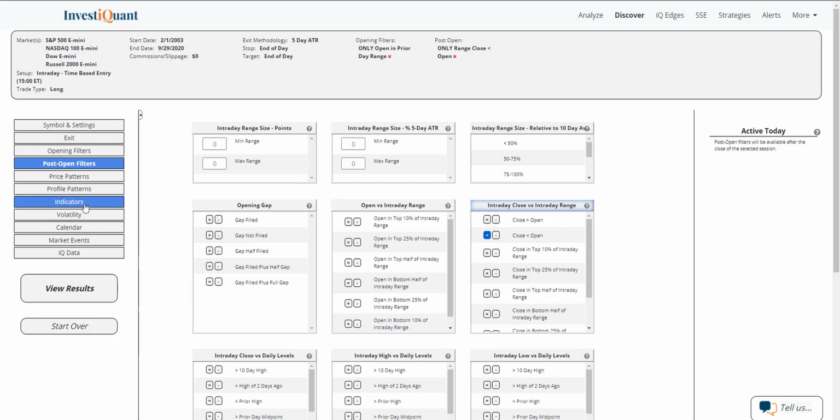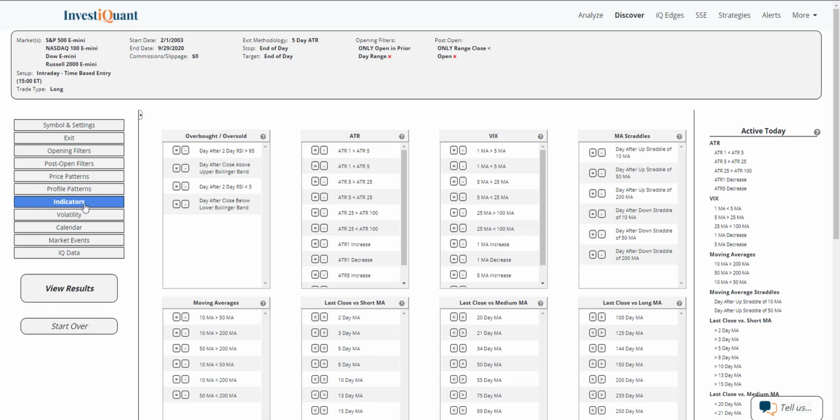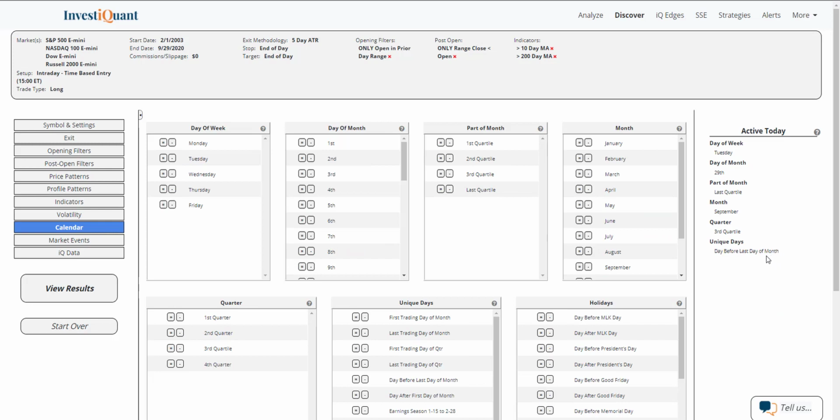Next, I'm going to go into the indicator section. I am going to say that we are above a 200-day moving average. I'm also going to say we're above a 10-day moving average. Add that over there. And then lastly, I'm going to go to the calendar section, and I'm going to say it is the day before the last day of the month. I can add this from the active today section, just clicking on that, and then hit view results.